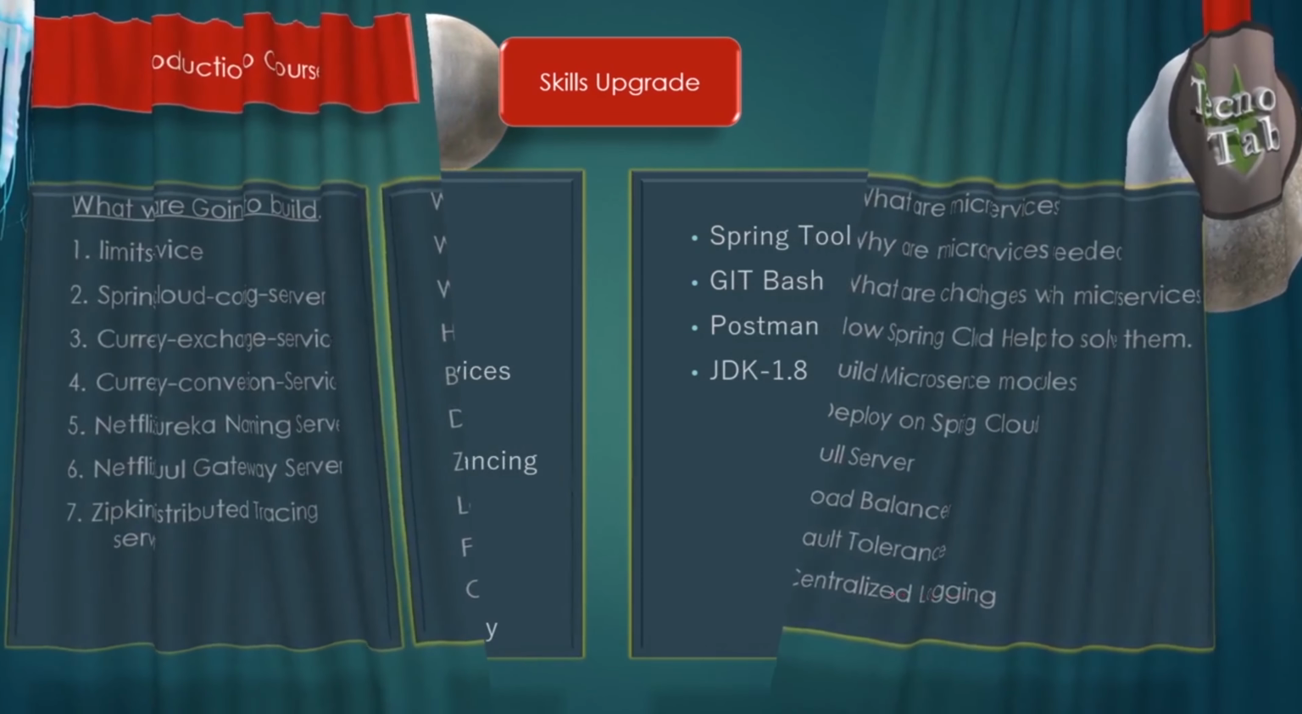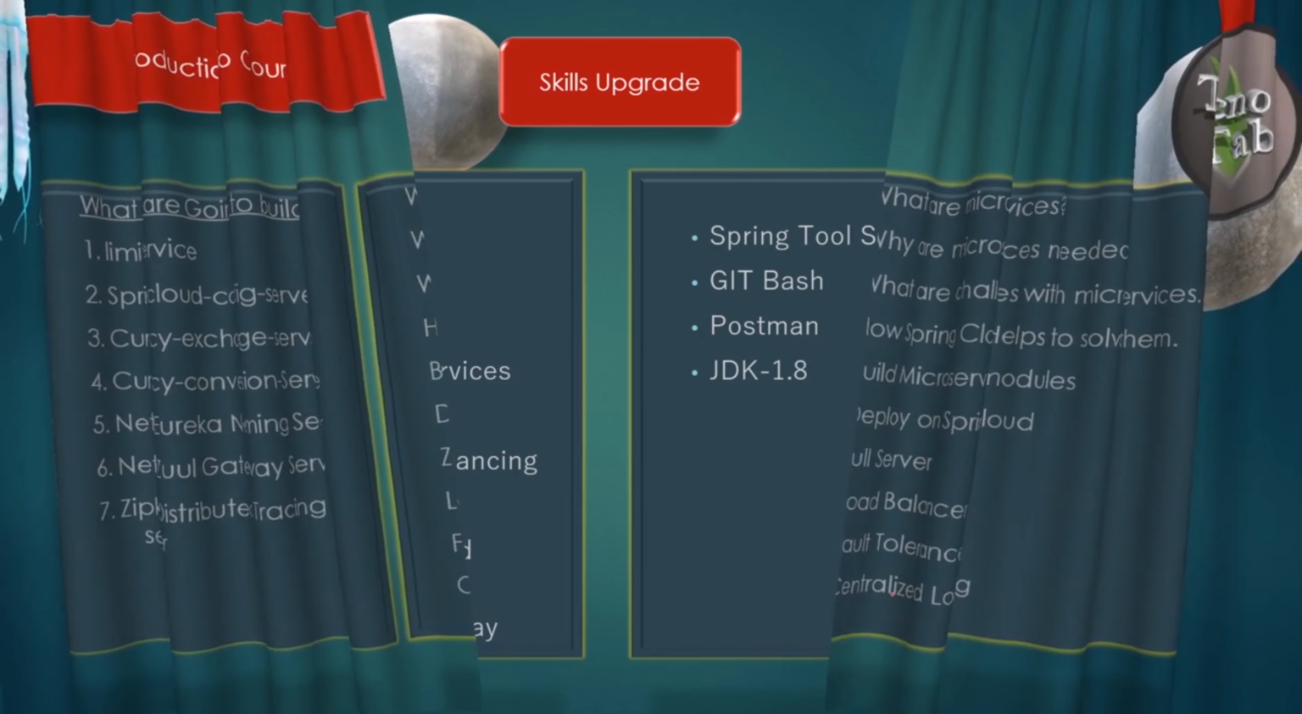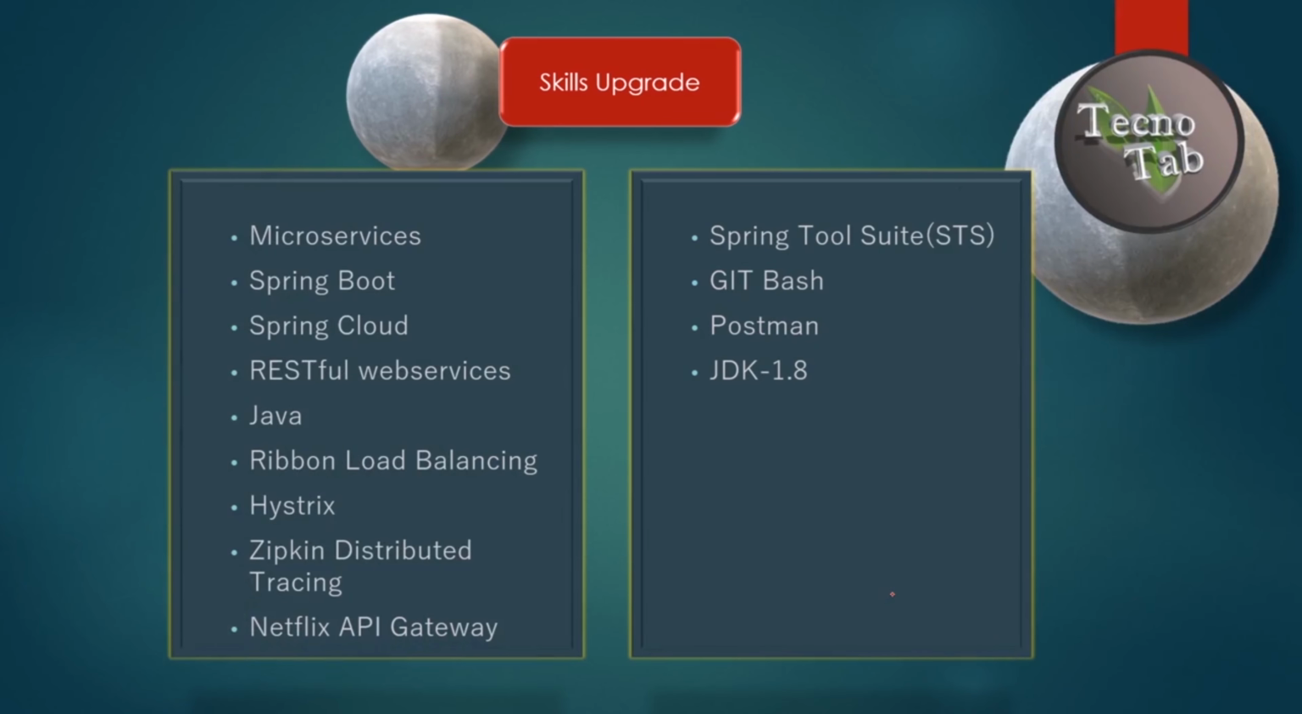So the most important thing of any project is the skills that you are going to build as a part of that project. The skills are the only things that matter. So as a part of this project, you will be learning microservices, Spring Boot, Spring Cloud, RESTful web services, Ribbon load balancing, Hystrix, Zipkin's distributed tracing server, Netflix API gateway.